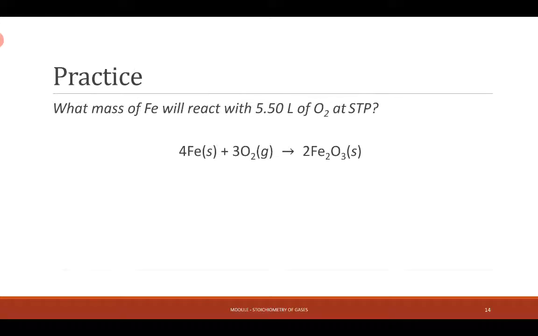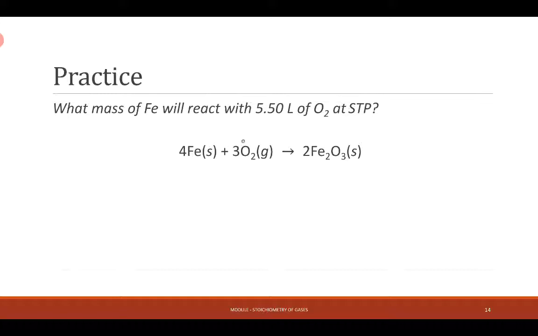Okay, here's our next practice problem for you. It says, what mass of iron will react with 5.50 liters of oxygen at STP? Go ahead and pause this video so that you can work this out. Unpause the video when you are ready to check your work. Okay, let's go over this.